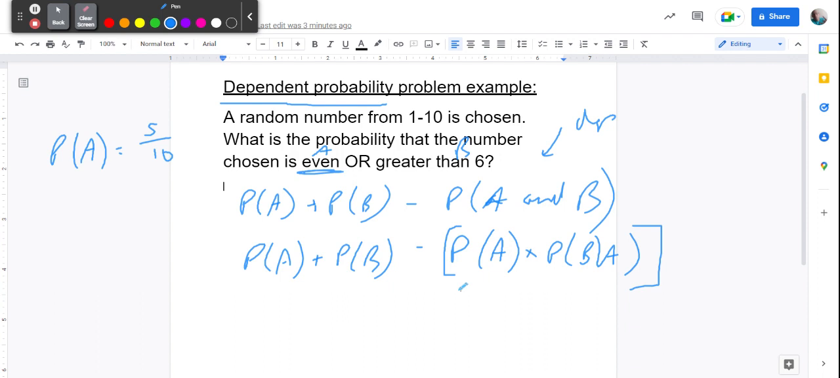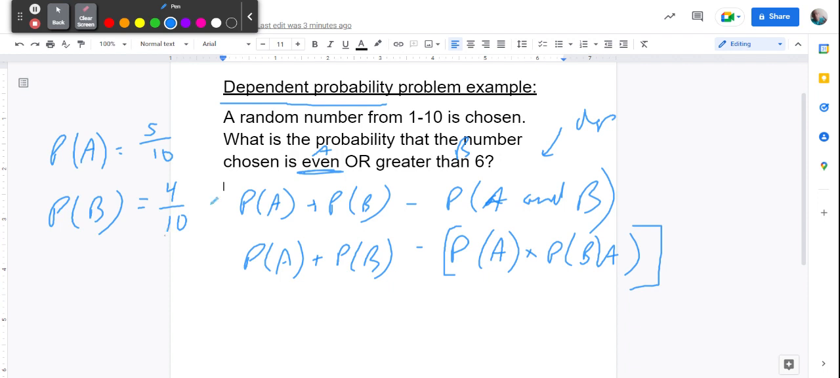The number greater than 6, well, how many numbers are greater than 6? Well, there's 7, 8, 9, 10. So there's 4 of those numbers out of 10. So the probability of an even number is 5 out of 10. The probability of a number greater than 6 is 4 out of 10: 7, 8, 9, 10.